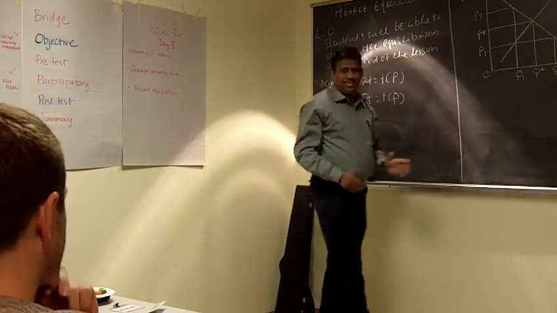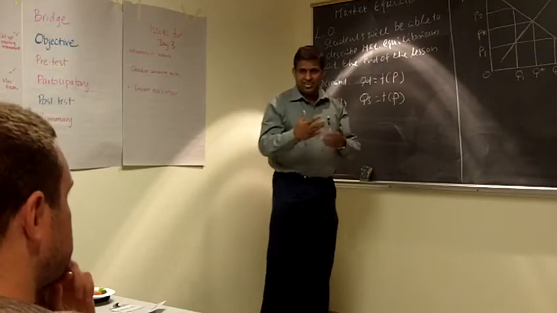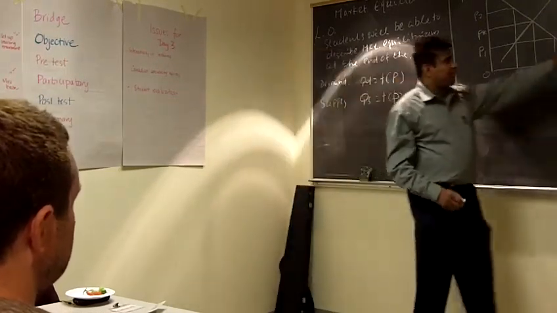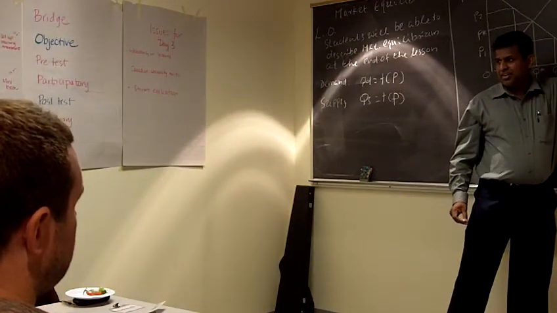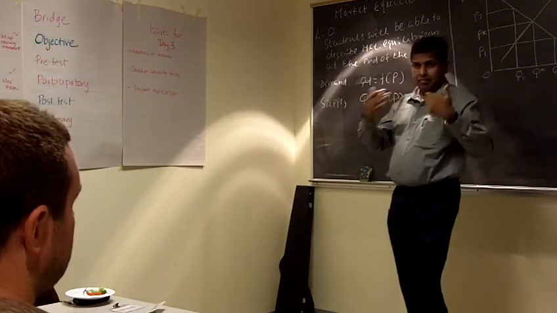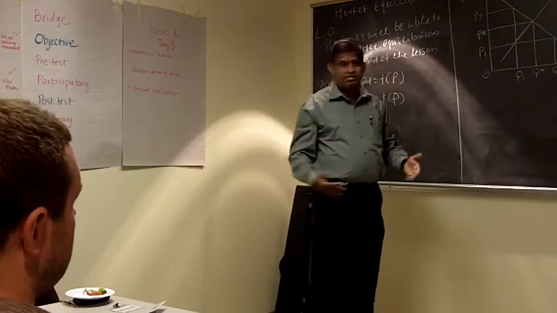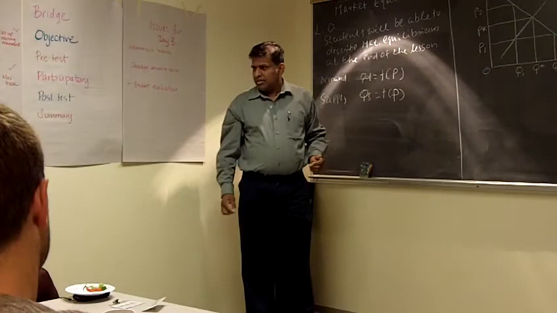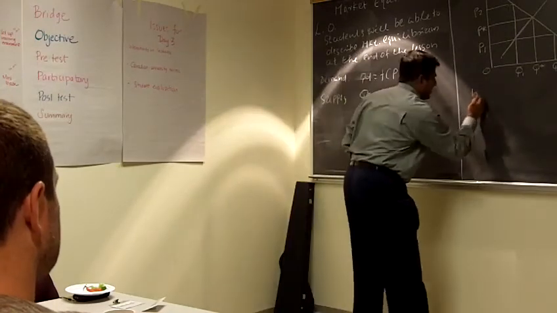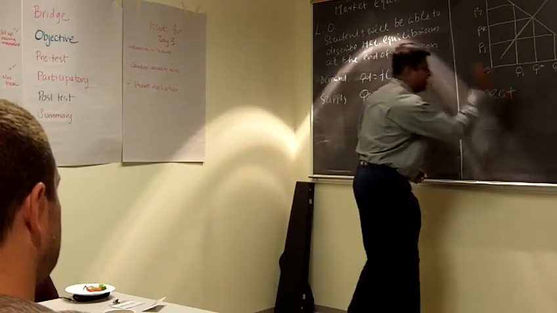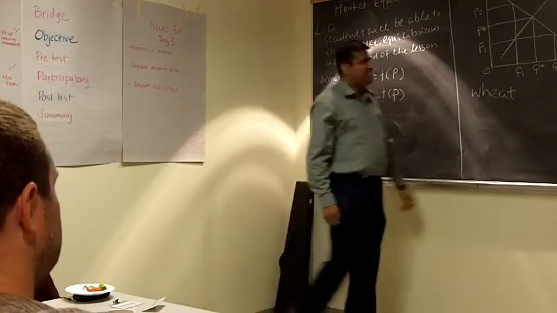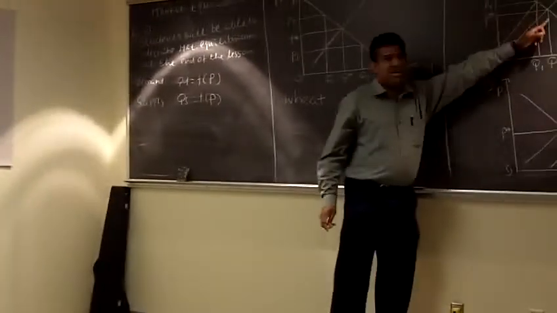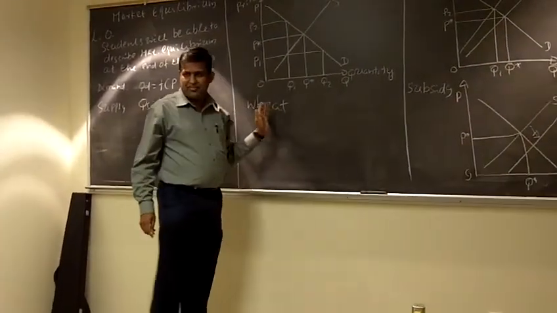If you don't have a question, then think about a real world situation. I am talking about the wheat market. Suppose the government imposes a tax on wheat farmers. So what happens to the market equilibrium? Wheat farmers. Before the taxes, this is the market equilibrium, same diagram.